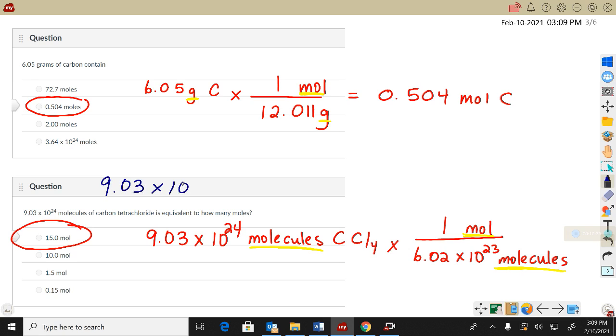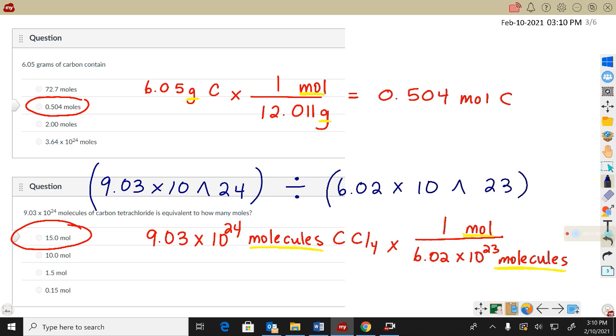9.03 times 10, and then you got that little caret key, 10^24. You might want to put that in parentheses if you're going to do a calculation with it, because we want our calculator to know that that is one quantity. 9.03 times 10 to the 24th. Then I could type in divided by, and then I'm going to do kind of the same thing, but again, it's this quantity that I want to divide by, so you might need to put it in parentheses. 6.02 times 10 caret 23. You could plug it in like that.